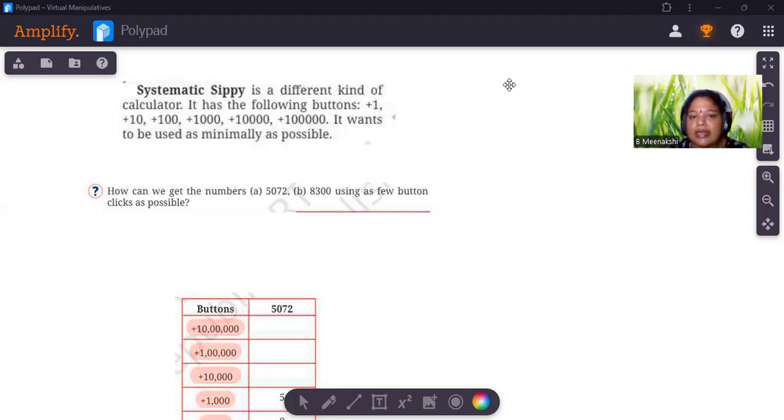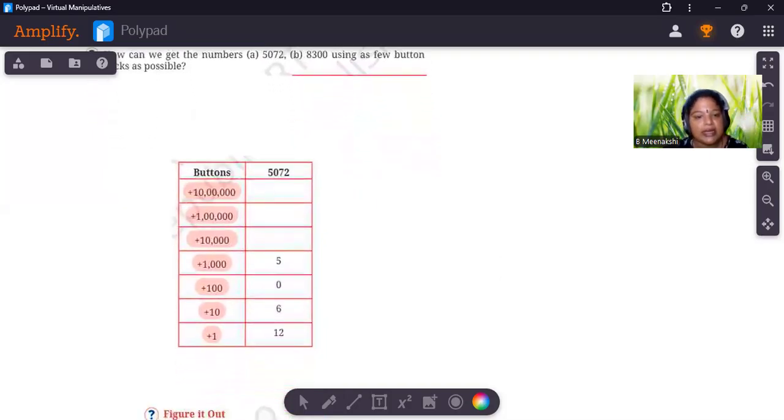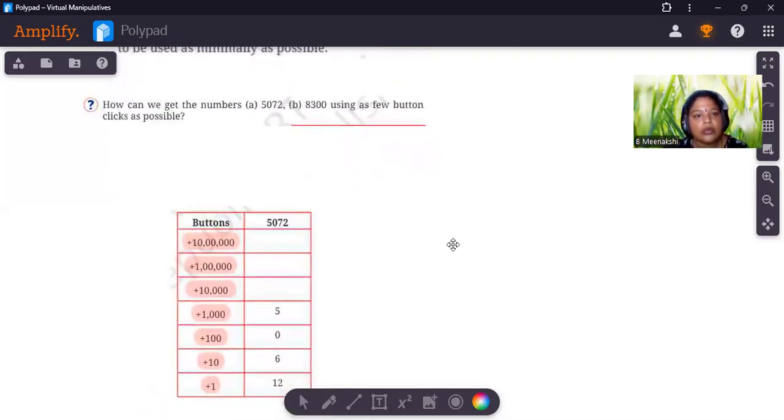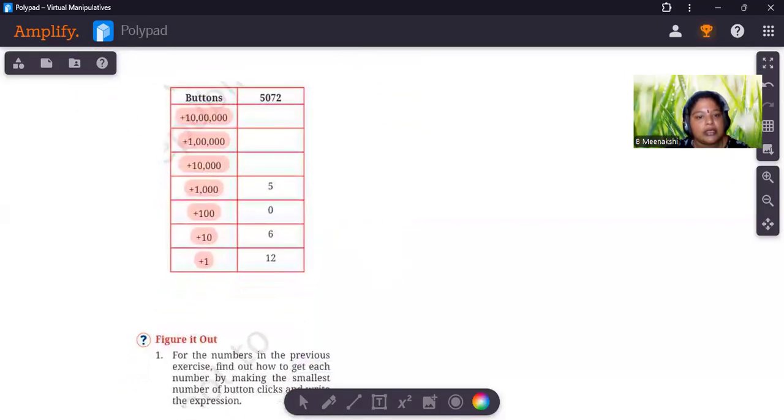It has the following buttons. It has the same buttons as the creative chitty calculator only. There is plus 1, plus 10, plus 100, plus 1000, plus 10,000, plus 1 lakh. And it wants to display the number using a minimal number of button clicks. That is the concept of the systematic chitty calculator. Now, see how we can get the numbers 5072 and 8300 using as few button clicks as possible. This is the question.